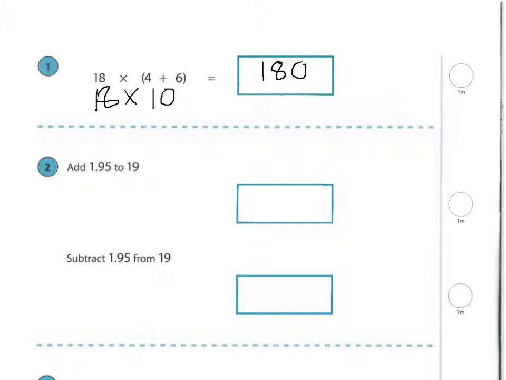Question 2. Add 1.95 to 19. So if you add up the whole number parts, you have 19 and 1 is 20, so the answer is 20.95.